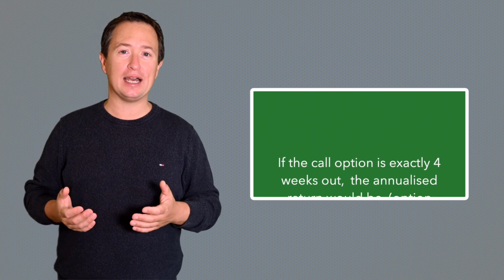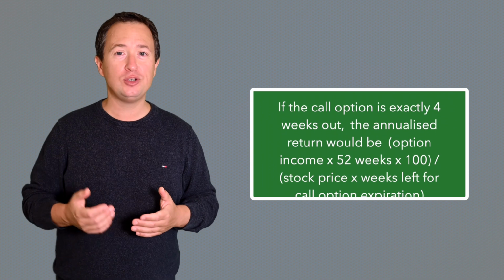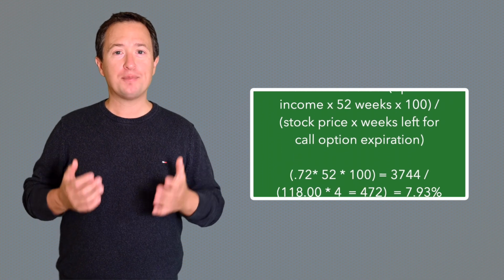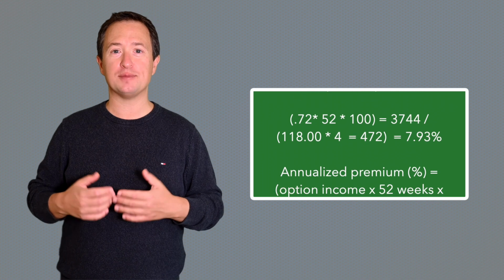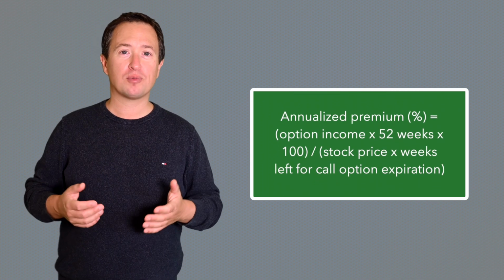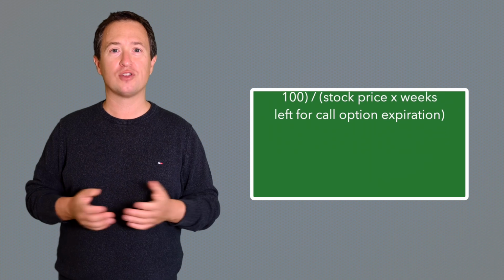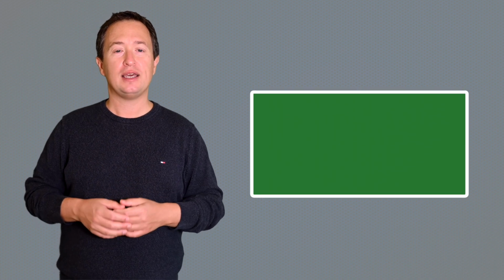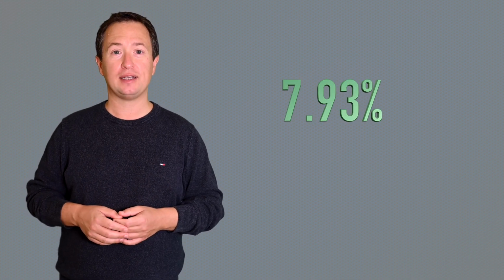Now, 0.6% might not sound fun, but what if that was just after a week or a month? If the call option is exactly 4 weeks out, you can calculate the annualized return, which is the option income times 52 weeks times 100, divided by the stock price times the number of weeks left for the call option expiration. In this case, you would get an annualized return of 7.93%. Now, 7.93% is far more interesting than 0.6%, isn't it?